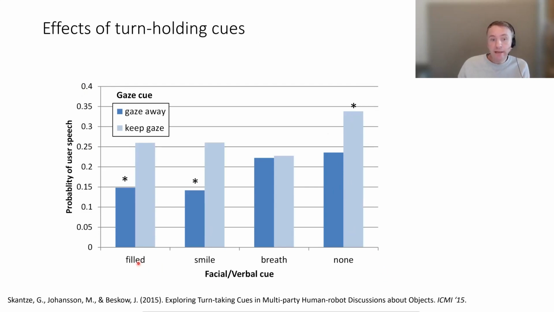But also combining that, of course, for example, with a filled pause, so saying "uh" while looking away, has a very strong effect. But the same goes with a smile. So just looking away and smiling also has this kind of turn holding effect. So that's really great. And it also shows that you can do this with different types of cues, which is great in order to create variation, because you don't want to create this filled pause all the time, of course.